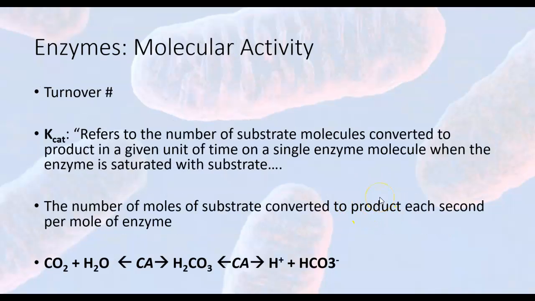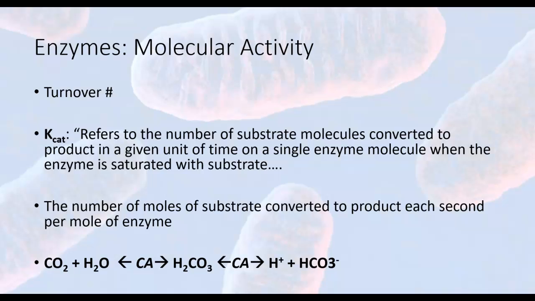Okay, so now let's talk a little bit about molecular activity and what a turnover number is. We're going to talk about what's called a kcat, which is a turnover number. This refers to the number of substrate molecules converted to a product in a given unit of time on a single enzyme molecule when the enzyme is saturated with substrate.